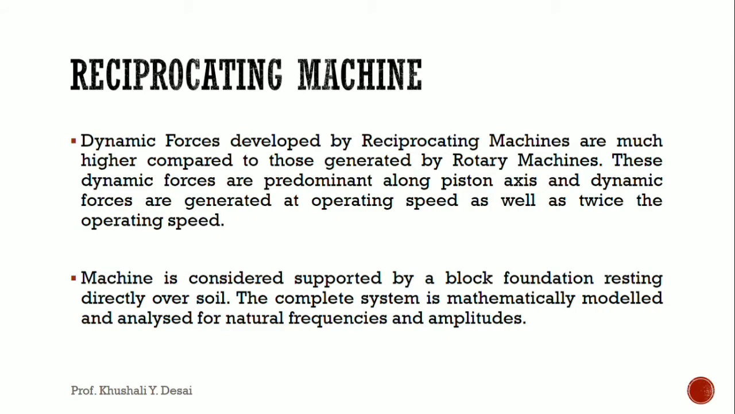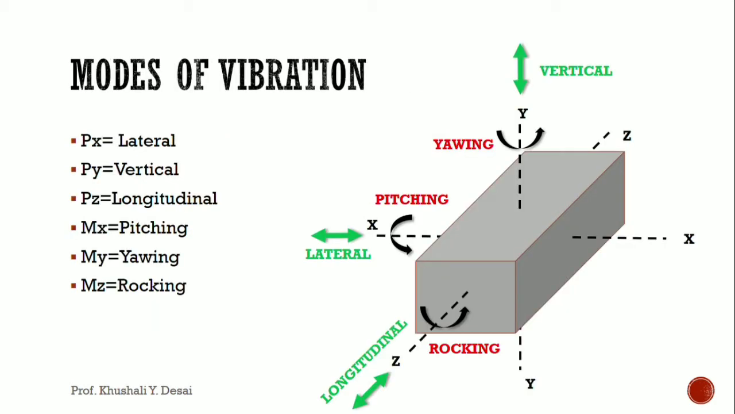Again, just a quick revision of what is a reciprocating machine. It produces higher forces compared to a rotary machine, and the forces generated are at operating speed as well as twice the operating speed. These are the modes of vibration in X, Y and Z direction. Correspondingly, we have lateral, vertical and longitudinal modes of vibration, while for rotation in X, Y and Z we have pitching, yawing and rocking modes of vibration.